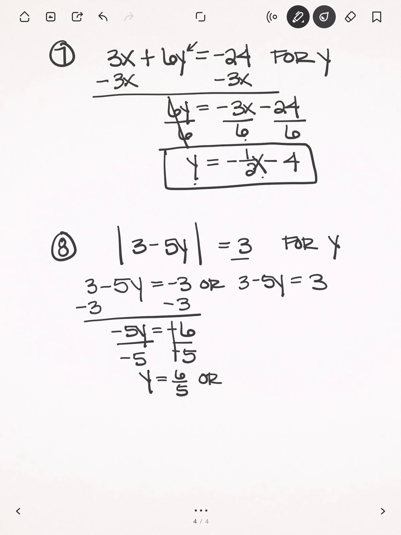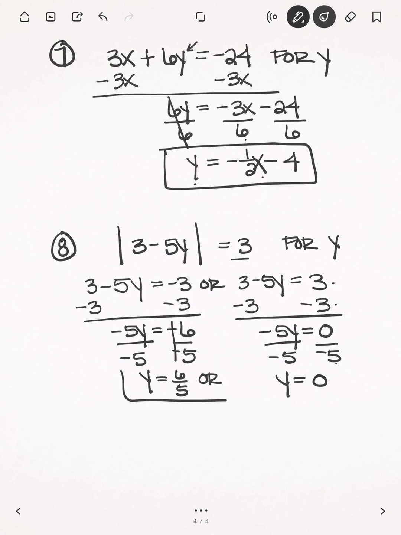Or I solve this side for y, move 3 over. I get negative 5y is equal to, well, 3 minus 3 is 0. But keep going. Divide both sides by negative 5. And y equals 0, because 0 divided by any number is 0. So there's your 2 answers. Hopefully that's what you got.